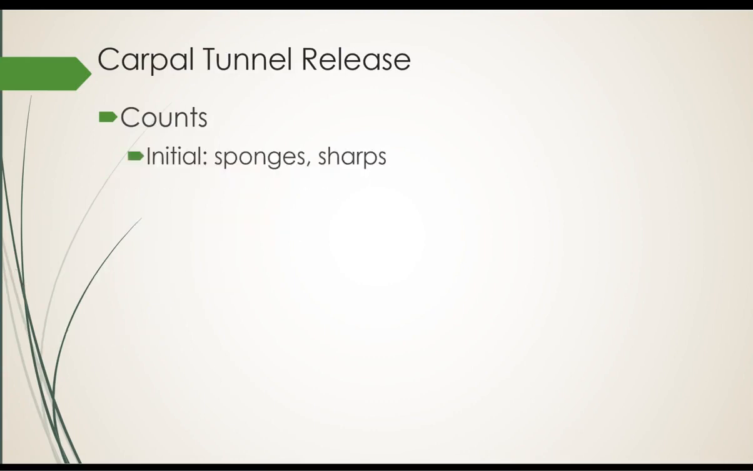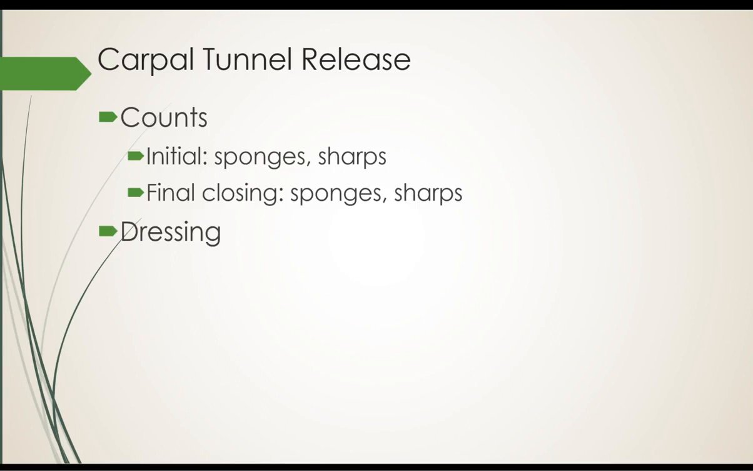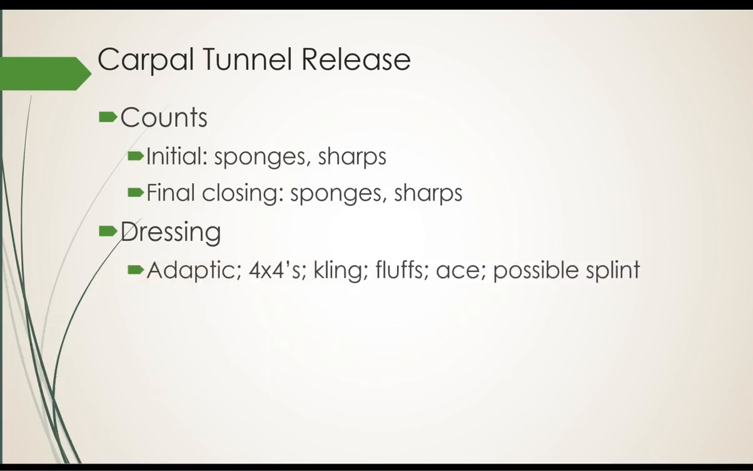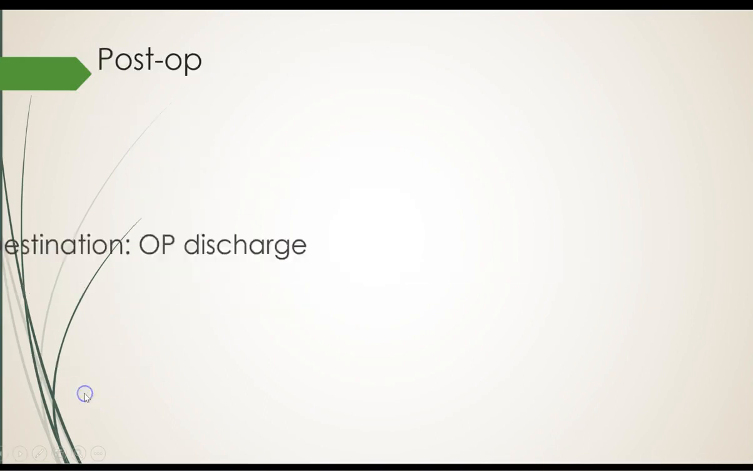All right, counts. We don't need to perform any instrument counts, so we're going to have an initial count of sponges and sharps, a final closing count of sponges and sharps. Dressing for this, we're usually going to do a Adaptic or Xeroform, 4x4s, and then maybe a Kling, some fluffs maybe, ACE bandage, or a possible splint. So we really just want to make sure that this is well protected because it is on a hand, and we're going to hopefully immobilize it either with the ACE bandage or with the splint, depends on the surgeon. We don't usually have a specimen with this procedure.